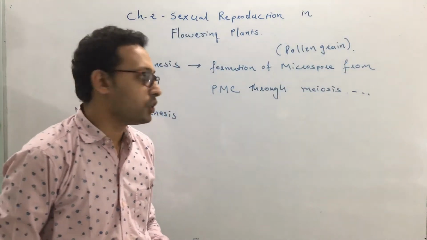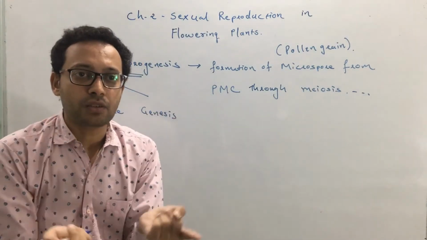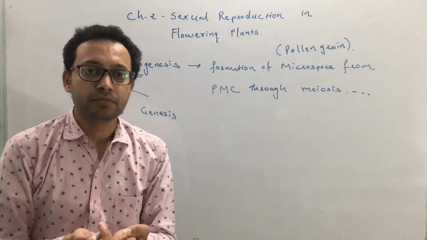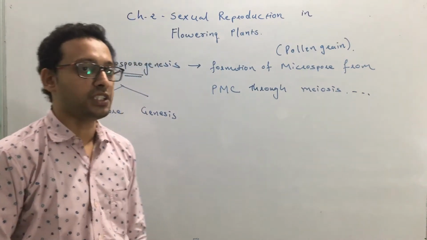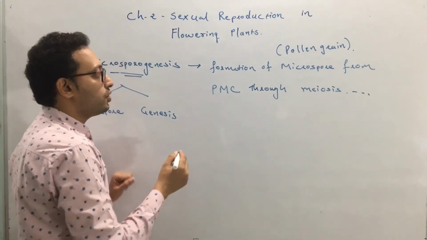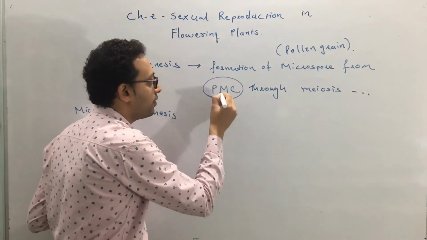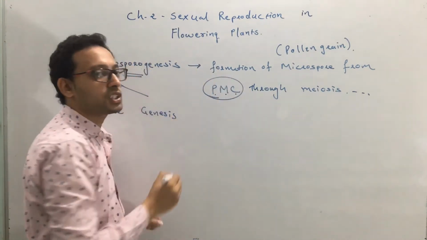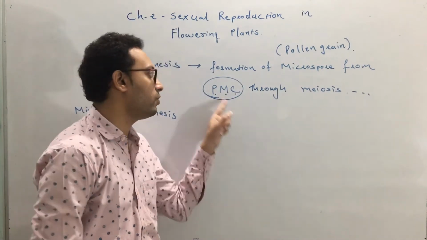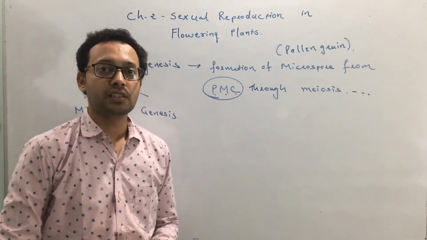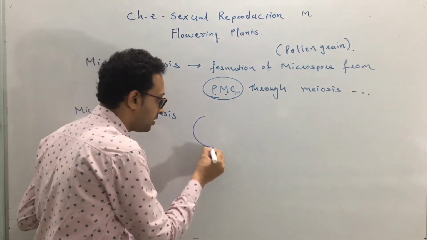Okay. So you know that we have learned the structure of the microsporangium. This is circular in outline, and in the center of this microsporangium there is the presence of sporogenous tissue, or the presence of pollen mother cells. This is called the pollen mother cell, which is present in the center of the microsporangium. This is a pollen mother cell.